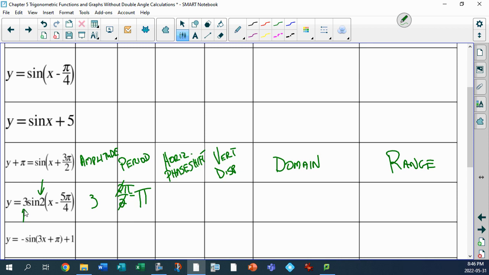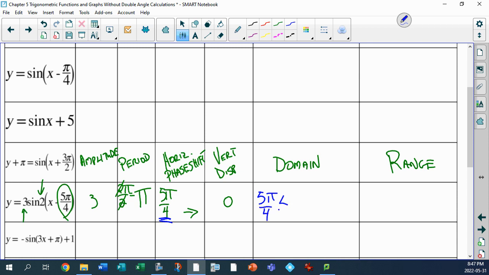Okay, let's look at the horizontal phase shift now. Horizontal phase shift, oh, that's 5 pi over 4. That's to the right. Cool. Vertical displacement, there is none. Okay, so let's start with our domain. Our domain always starts on the first horizontal phase shift. We're starting this at 5 pi over 4.